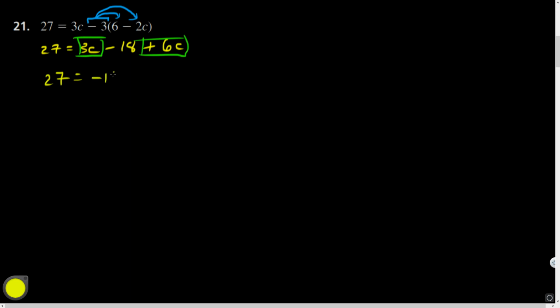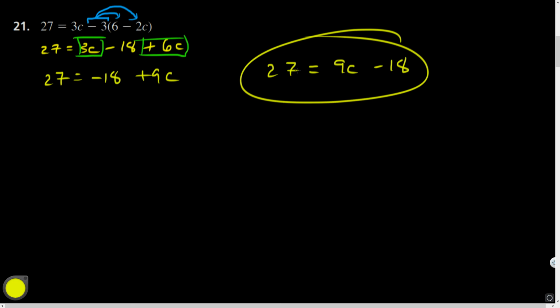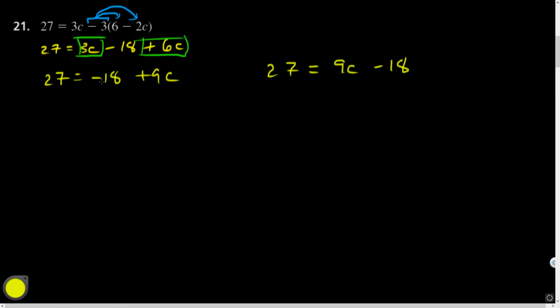So I could write either this plus 9c, or I could write 27 equals 9c minus 18. Doesn't matter which way I write it. I'm a fan of this one only because later on in this course, we'll always want to write our variables before our constants. But that's literally the only reason. You are not wrong if you want to write it that way. Okay? So in either situation, the next thing I'm going to deal with is the 18.